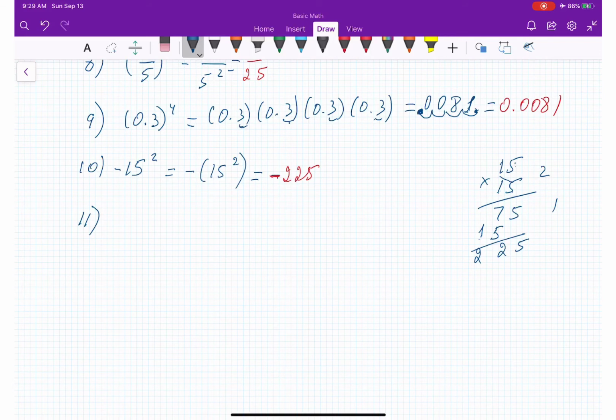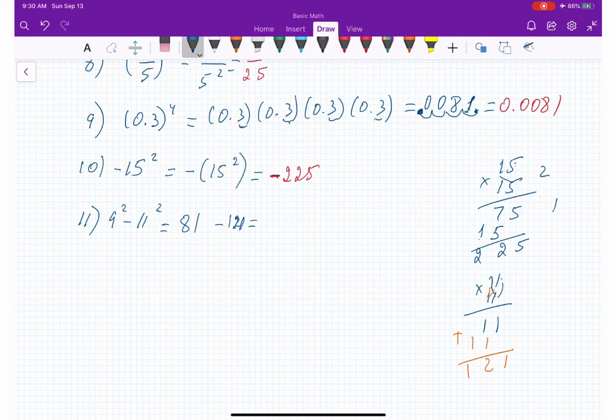Okay, number 11. 9 squared minus 11 squared. Okay, 9 squared is 9 times 9, which is 81. 11 squared, it's 11 times 11, 121. Let me show you. So 1 times 1 is 1. 1 times here, 1 is 1. Now next one. 1 times 1 is 1. 1 times this one is 1. And the answer is going to be 1, 2, 1. 121.